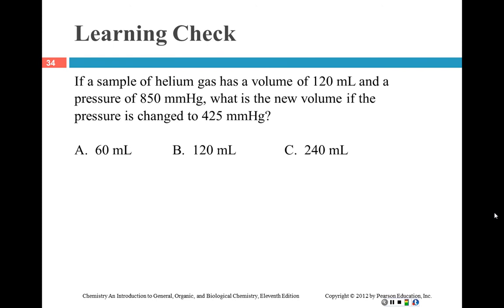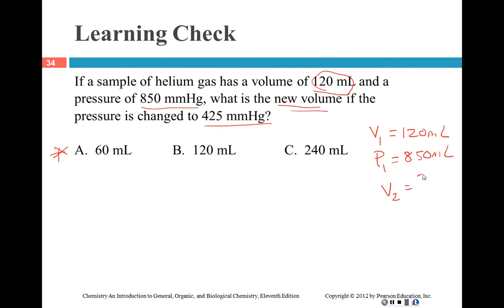If a sample of helium gas has a volume of 12 milliliters and a pressure of 850 millimeters of mercury, what is the new volume if the pressure is changed to 425? Notice that the answers are in milliliters, so I can just leave it in milliliters. So I am given V1, 120 milliliters, P1, 850 millimeters of mercury. What is the new volume?